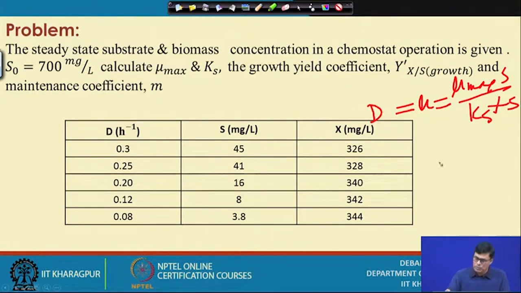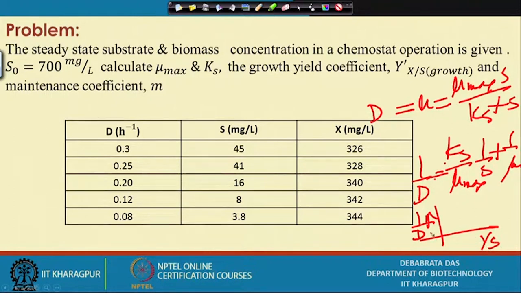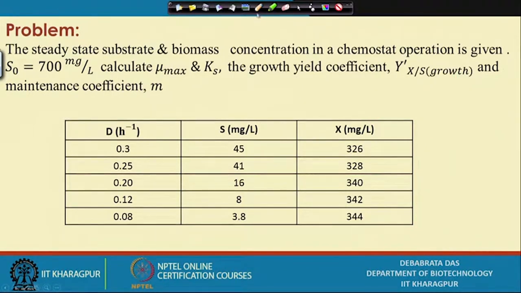Now, if mu equals D, I can write in the Lineweaver-Burk plot form: 1 by D equals Ks by mu max times 1 by s, plus 1 by mu max, am I right? So now you can easily plot, in place of 1 by mu, 1 by D versus 1 by s. You will have a straight line; from the slope we can find Ks by mu max, and from the intercept 1 by mu max. So this we can easily find out.